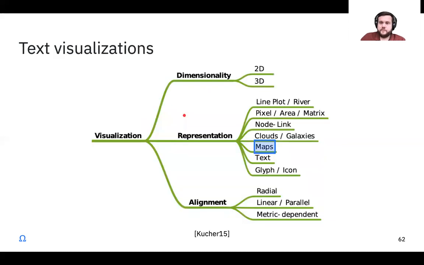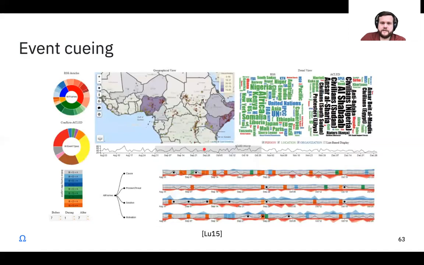Going further, we have the maps. An interesting approach that we want to include here is so-called event queuing. So this is the overall dashboard, which is a bit confusing at this moment, but we're going to see it in detail and then kind of piece it back together.